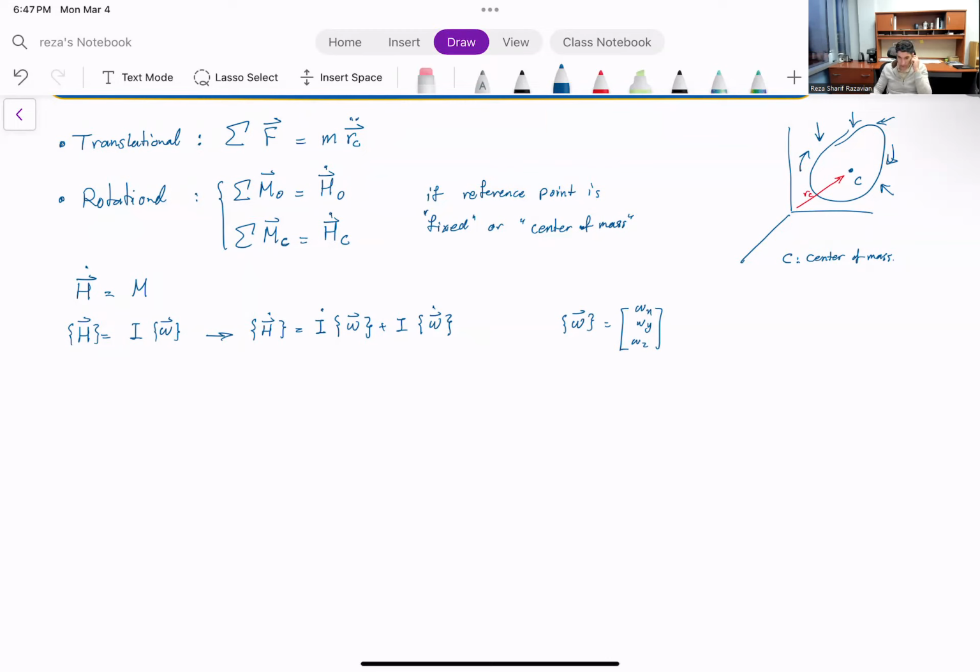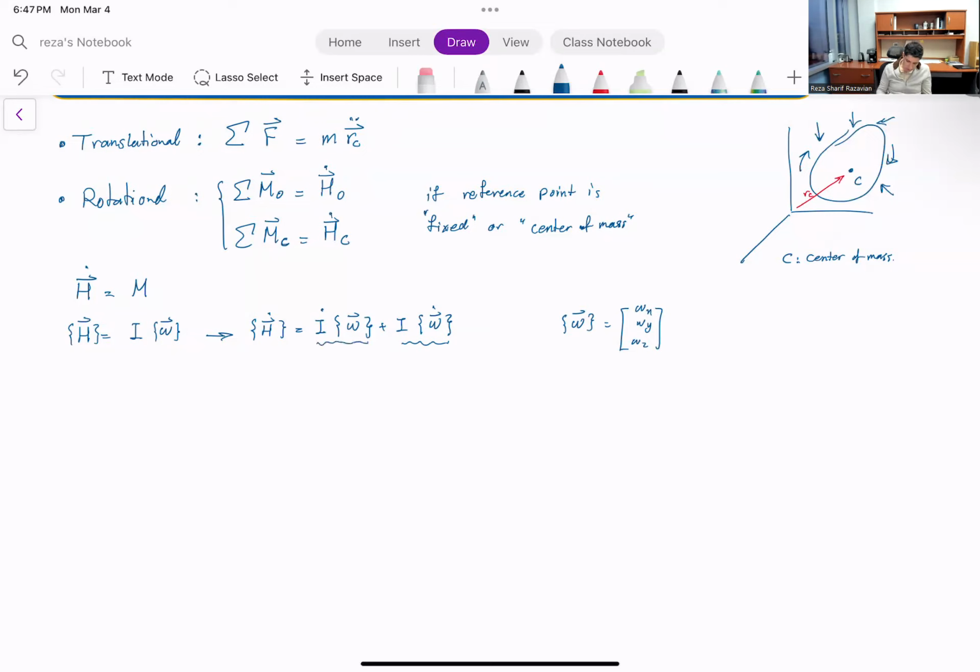All right, so what does this mean? We have H dot, it has two terms. This one is easy to interpret. So you have some kind of inertia and you are relating the change of angular momentum.